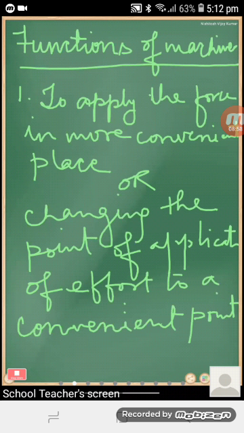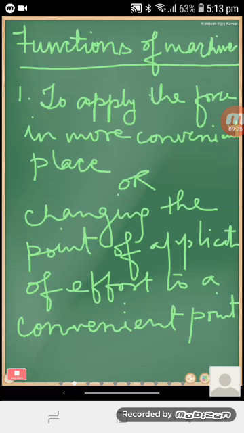To a convenient point. This is the first function which a machine is required to do. Now this was one example. In this case, you can also see the example of cycling. When you are cycling, you apply the force on the pedal, and the pedal in turn is connected through the chain to the rear wheel, and that is how it works.